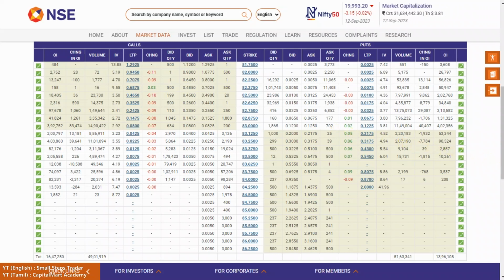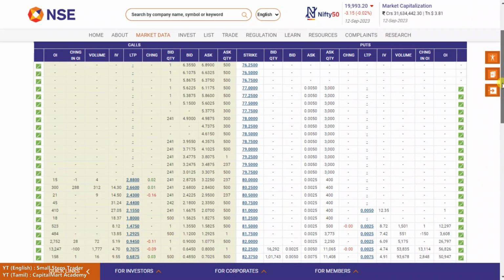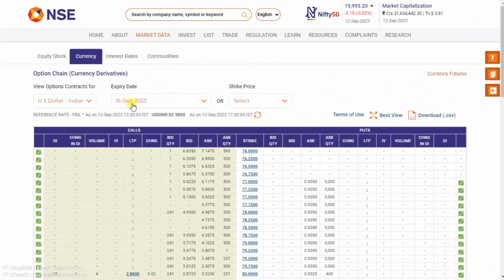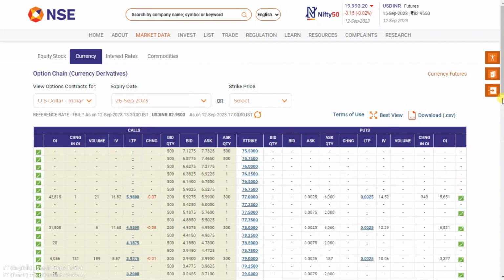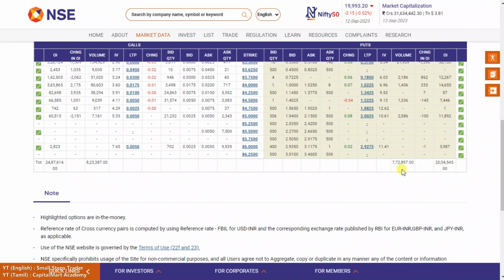And the second point, please note carefully why I am only showing USDINR. See the open interest. Put side 13 lakh, around 14 lakhs you can say, and call side 16 lakh. This is for weekly expiry. If you see the monthly expiry, see the open interest, 20 lakhs, 24 lakhs.